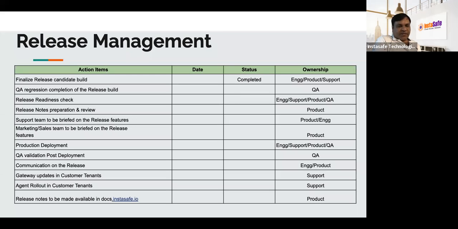The next couple of items are specific to InstaSafe, wherein we have gateway components and agents getting rolled out in a release. These are activities carried out by the support team, but they have to be monitored by either operations or the release management team. If these subsequent activities are not taken care of, like a new gateway update or a new feature added to a gateway or the agent, the end customer may not receive these features until they are delivered to them.